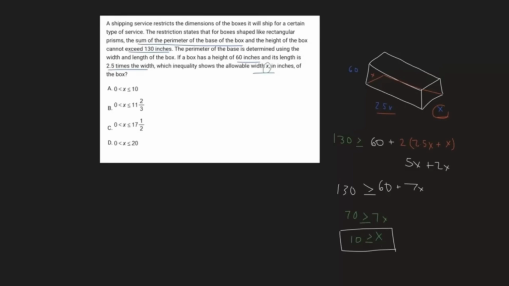For all these inequalities, the minimum for x has to be greater than 0, which makes sense because you can't have a width of 0, right, for a box like a rectangular prism. And therefore, since this part of the inequality matches up with what we have down here, it's the same thing but flipped, our answer choice is going to be A.